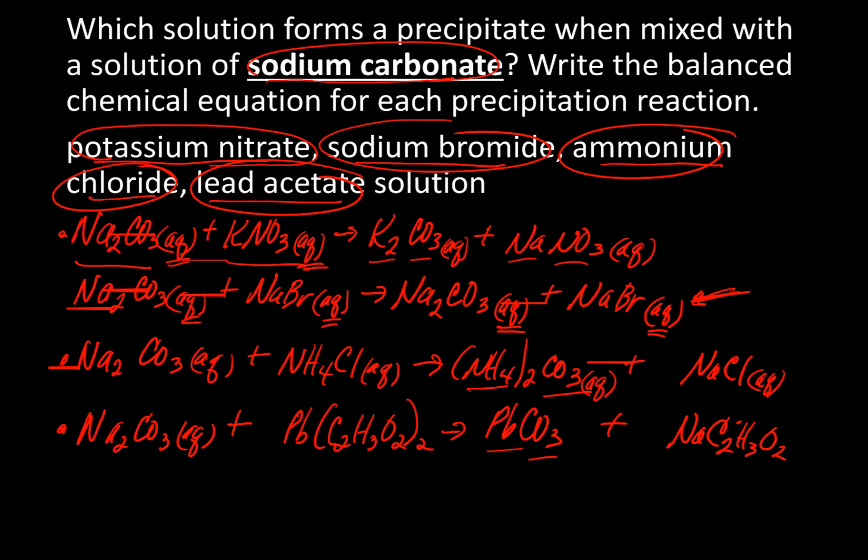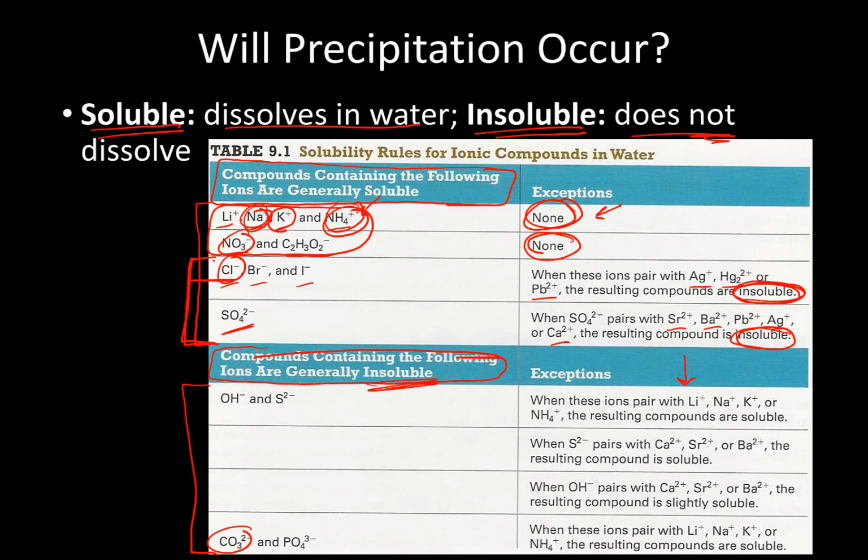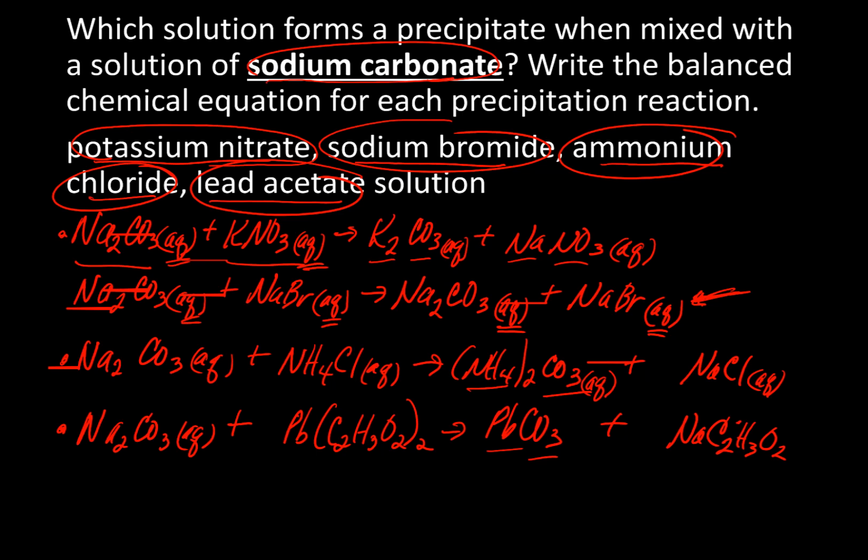Lead and carbonate, let's look at that. So I don't see a lead, but I do see a carbonate. So carbonate tends to be insoluble, except for when it's bonded with lithium, sodium, potassium, or ammonium. So lead is not one of those. So that means this is going to form a precipitate. When carbonate is bonded with lead, it forms a solid precipitate.